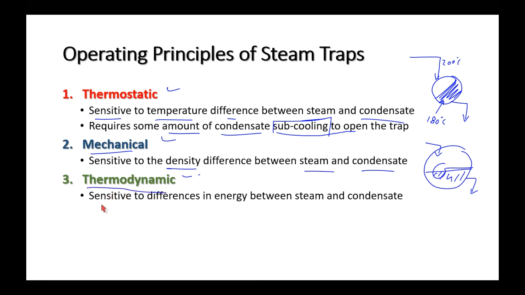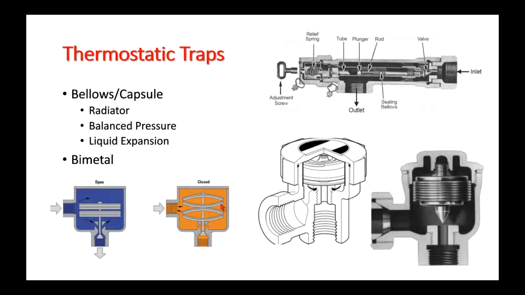And as for thermodynamic, well, what is that sensitive to? I mean, we talk about sensitivity, right? The thermostatic is sensitive to temperature. The mechanical is sensitive to density. And the thermodynamic is sensitive to the differences in energy between steam and condensate. And so this is where we get these thermodynamic traps like the control disk and what have you. So just a little bit of a different way of looking at these operating principles.